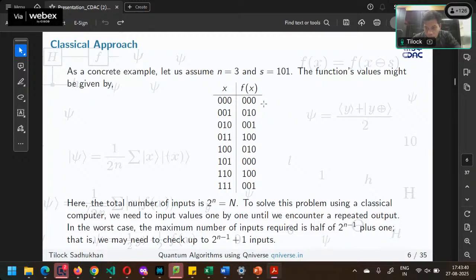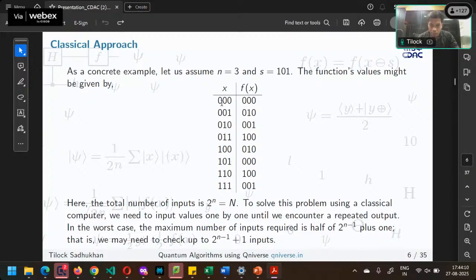If we try to solve this problem using a classical computer, we need to try the input values one by one until we encounter a repeated output. So we put in the first input, then we put in the second input, then the third input, and we repeat this process until we encounter some repeated output. So you see, for the worst case scenario, we might have to go through more than half of the inputs.